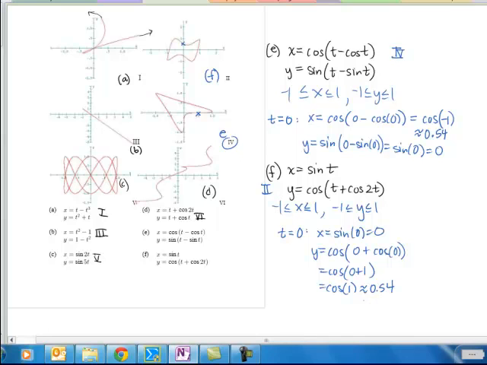So hopefully these matching problems can help you be a little more familiar with how parametric equations and the graphs fit together.